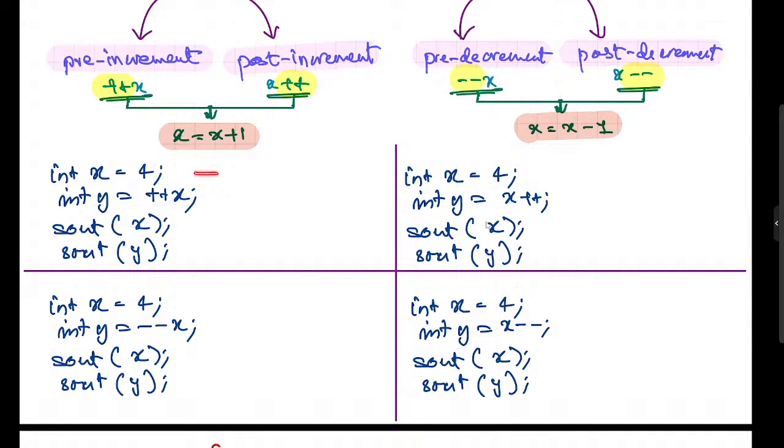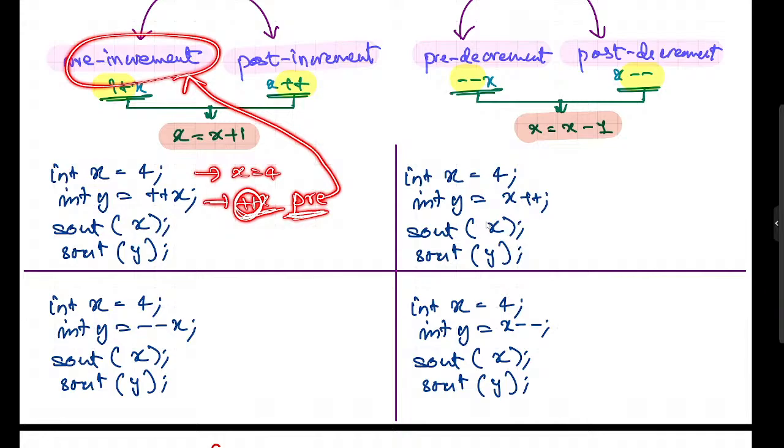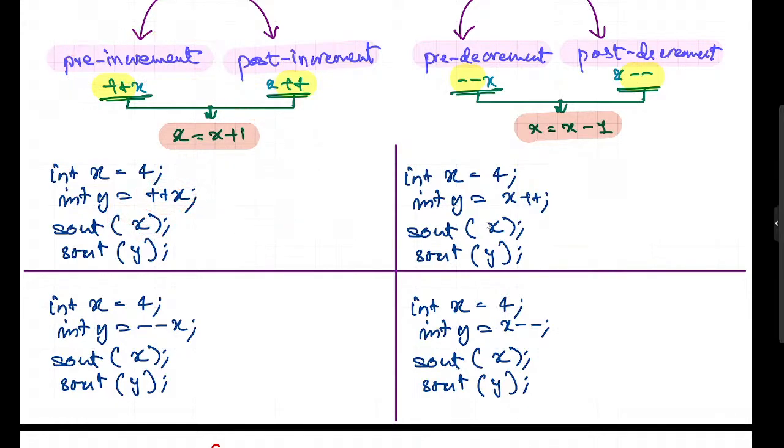So quickly let's go through this. If I have x equal to 4, and I do y equal to plus plus x, since we have a plus plus before x, it is a pre increment. If it is a pre increment, you update the x first. What is x now? x is now 5, and then you assign it to y. You update the x and then assign it to y. So the answer you get here would be 5, and 5 is what you will get for y as well. This is one example.